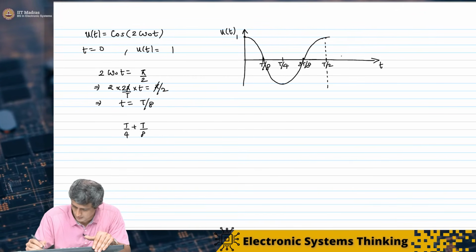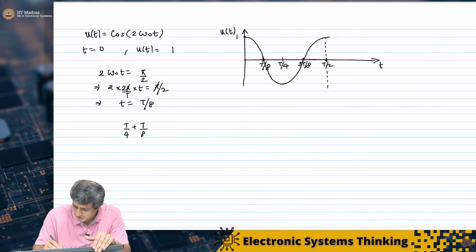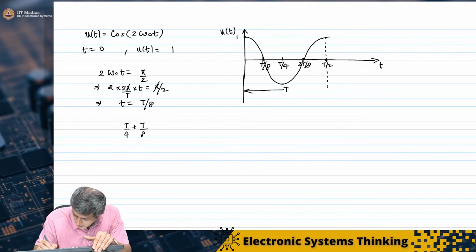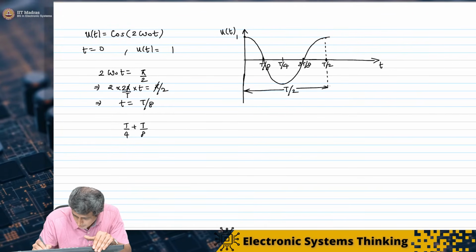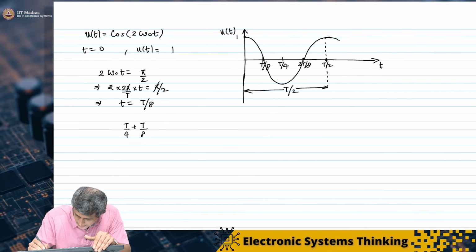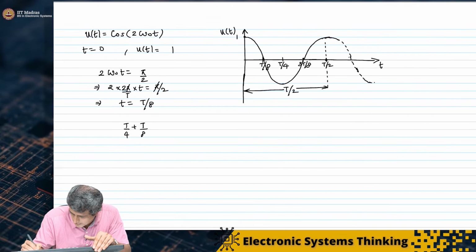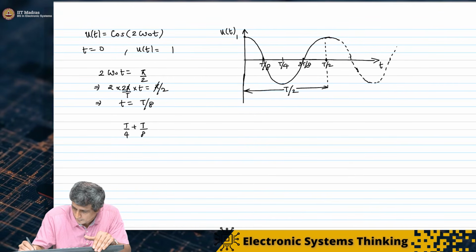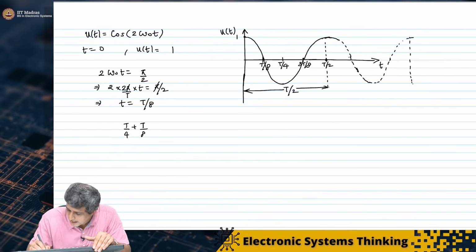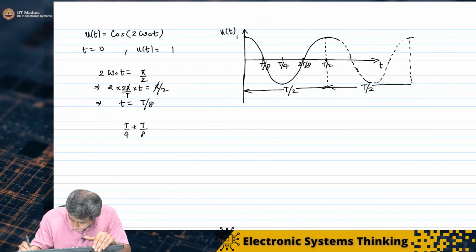So remember this periodicity is actually T by 2. Beyond this, the cos wave will repeat itself exactly like this, coming down all the way like this, going up. So this will be another T by 2.